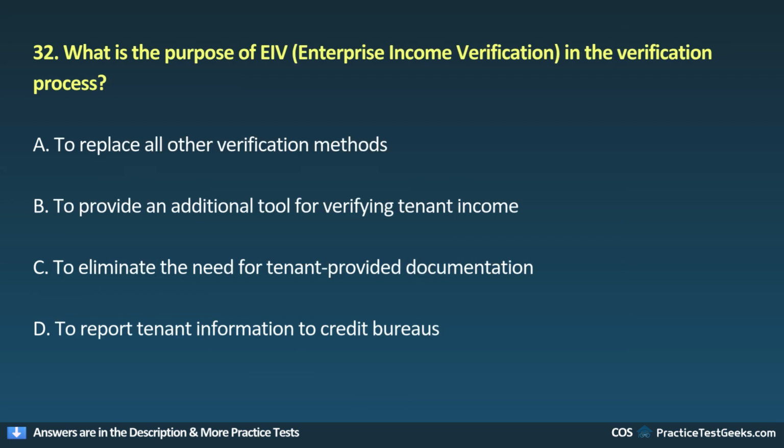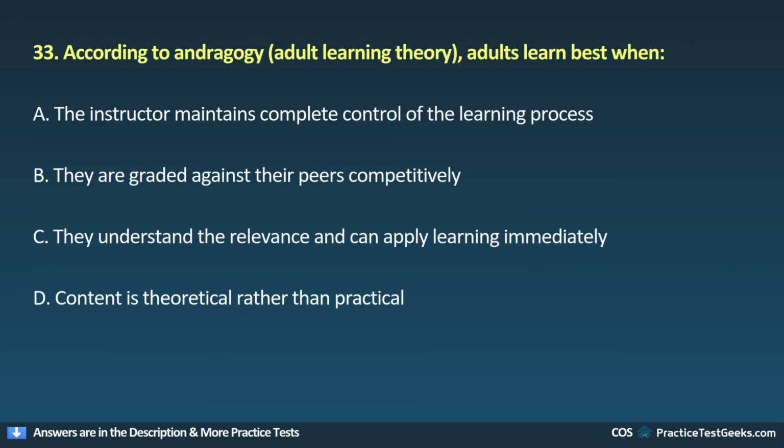32. What is the purpose of EIV, Enterprise Income Verification, in the verification process? A. To replace all other verification methods. B. To provide an additional tool for verifying tenant income. C. To eliminate the need for tenant-provided documentation. D. To report tenant information to credit bureaus.